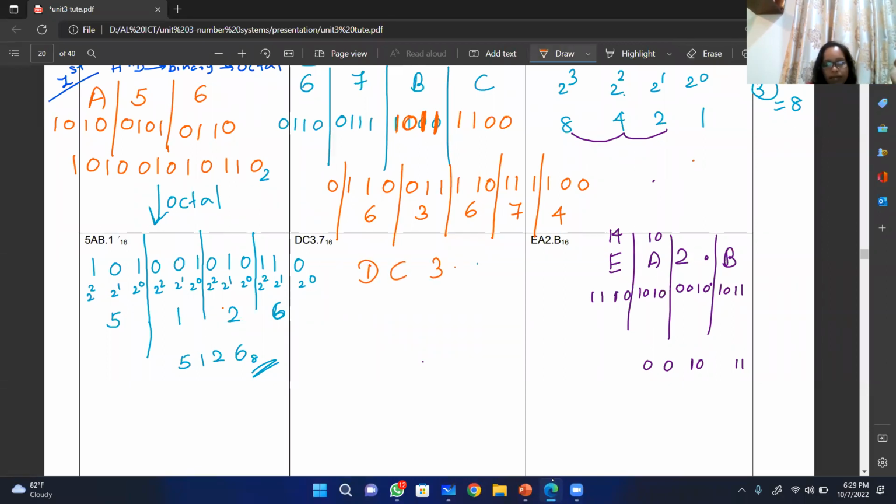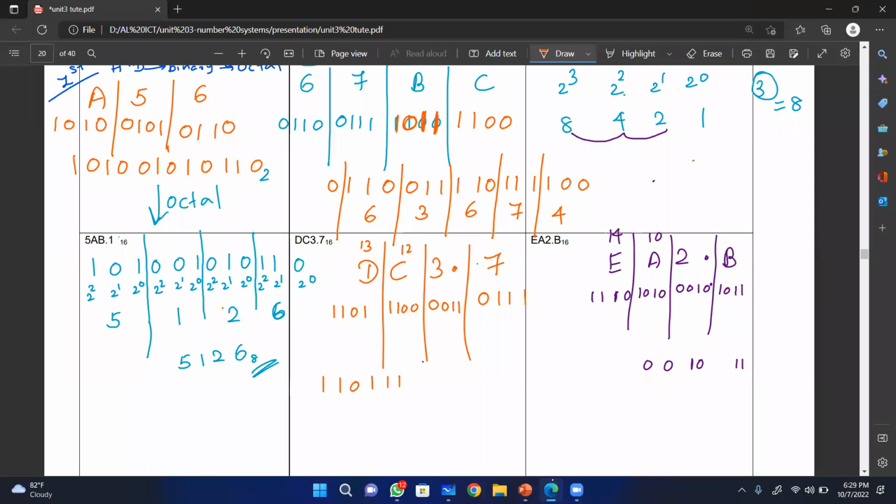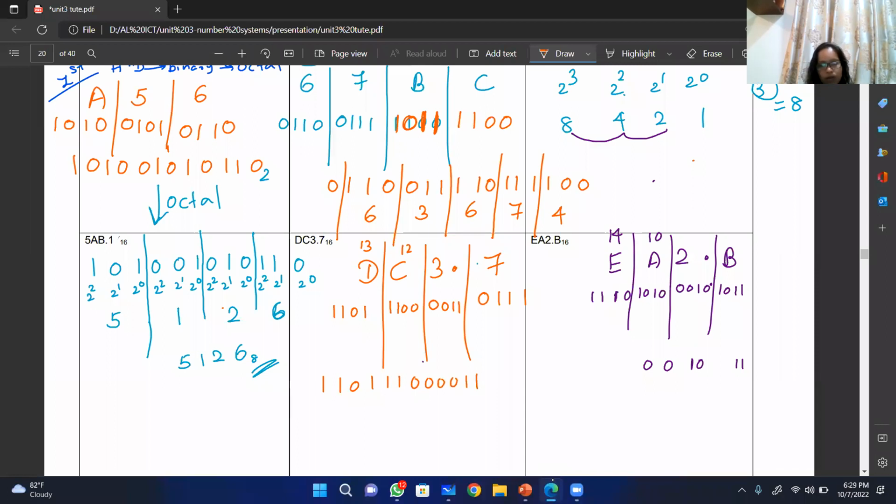DC 3.7. Right. So this is 0, 1, 1, 1. There, 0, 0, 1, 1. Here B, make it 12. A, B, C, that is 12. Yes. Right. D is 13. Is this the binary number you took? Yes, teacher. 0, 0, 0, 0, 1, 1. Point 0, 1, 1, 1.